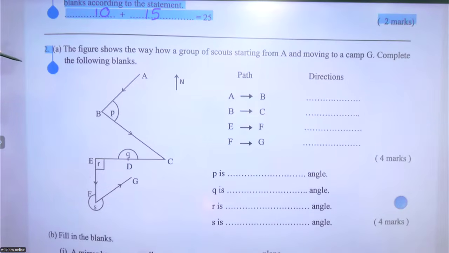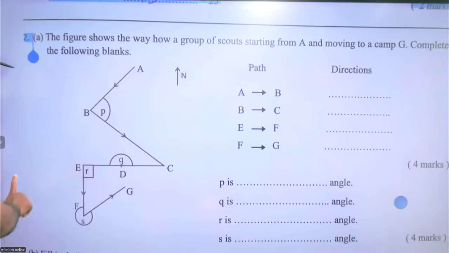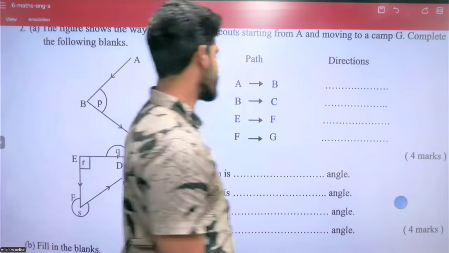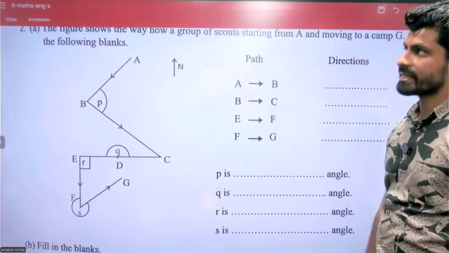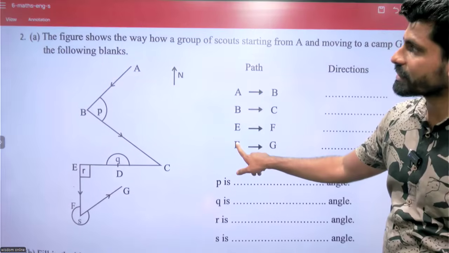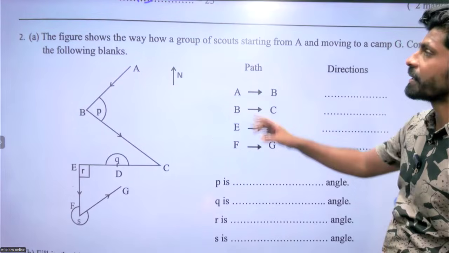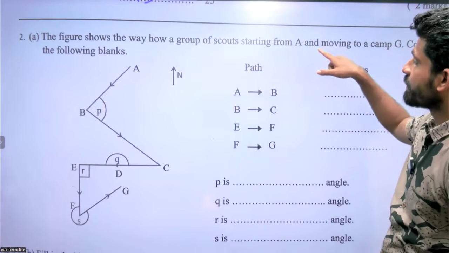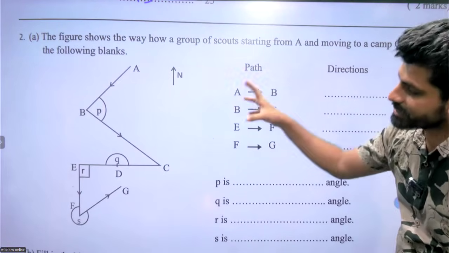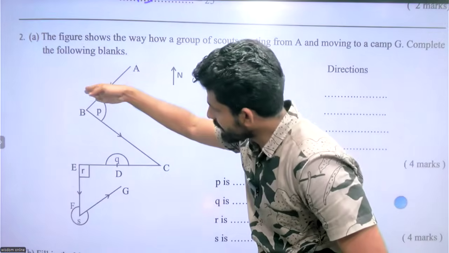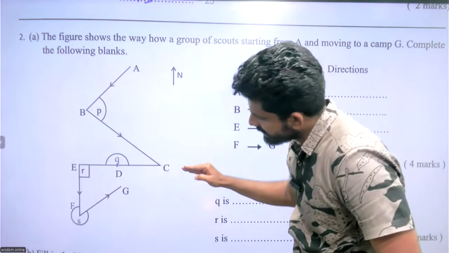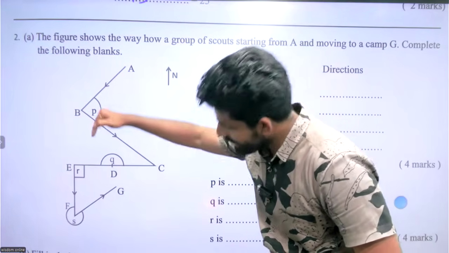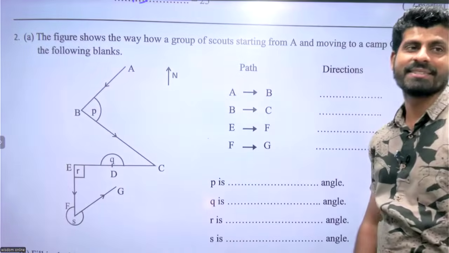There is a full set of questions regarding the angular part, right? Angles and directions. The figure shows the way. Look at the second one. The figure shows the way how a group of scouts start from A and move to the camp G. A to B, B to C, C to D, D to E, E to F, F to G.